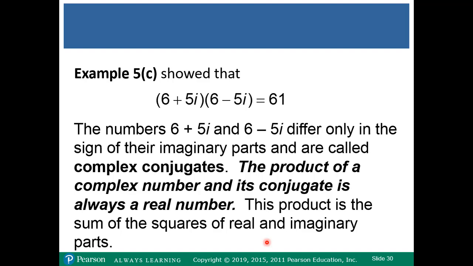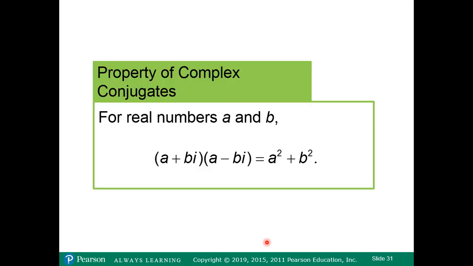This is going to be helpful in solving problems or equations that involve complex numbers. So this product is the sum of the squares of the real and imaginary parts. So we have this form. You can memorize this just like the difference of two squares. When you have a plus bi times a minus bi, you're going to get a squared plus b squared, because the i's are going to go away.